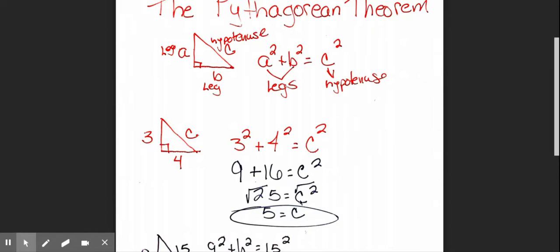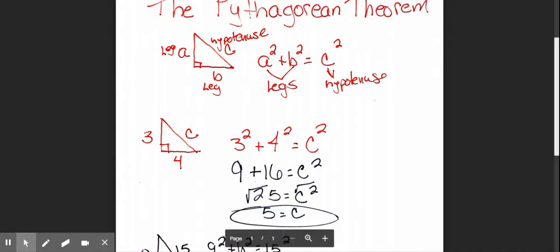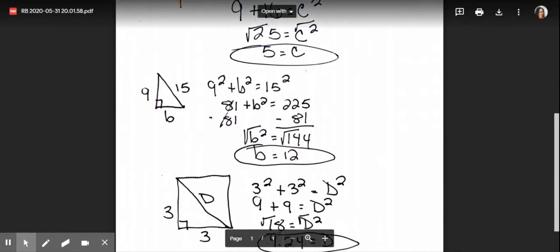Well, we can't leave c squared, so the opposite of squaring something is the square root. So the square root of 25, because you have to take the square root of both sides, so the square root of 25 is 5. So your answer to this one is 5. So you square both legs, then you add that up, you take the sum, then you're going to have to take the square root.